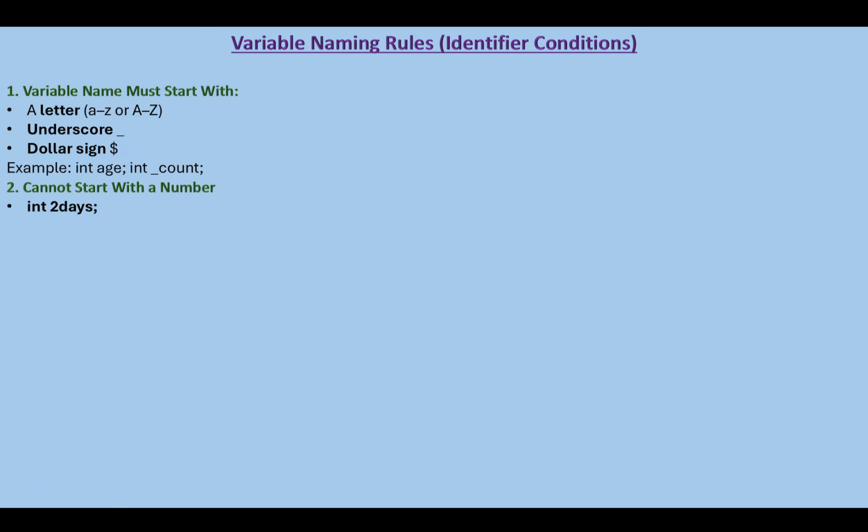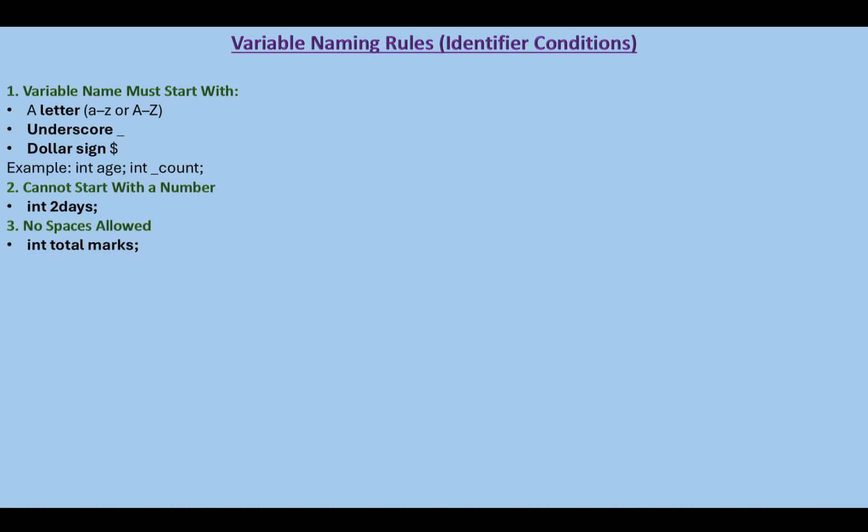Moving on. Second rule is it cannot start with a number. If we look at the example here, 2days is not a valid variable name because it started with a number. If we need to rewrite this into a valid one, we can write something like days2. It will be valid because it started with the letter d and it can end with any number of digits or numbers. That's not an issue, but it cannot start with a number. So that's the second rule.